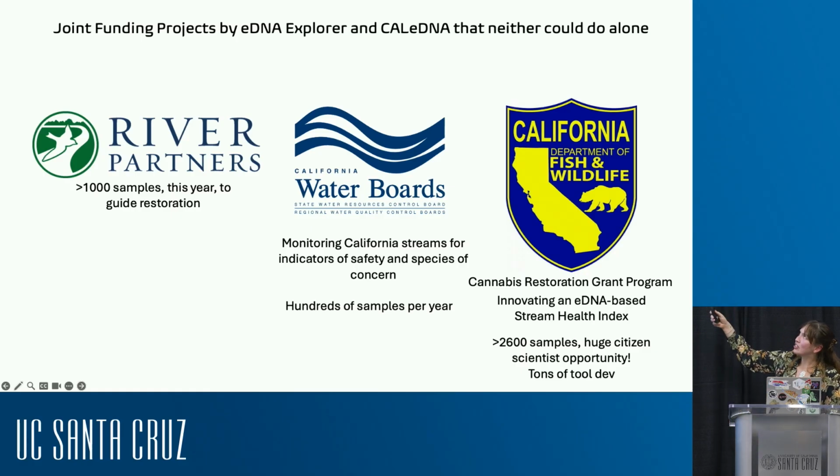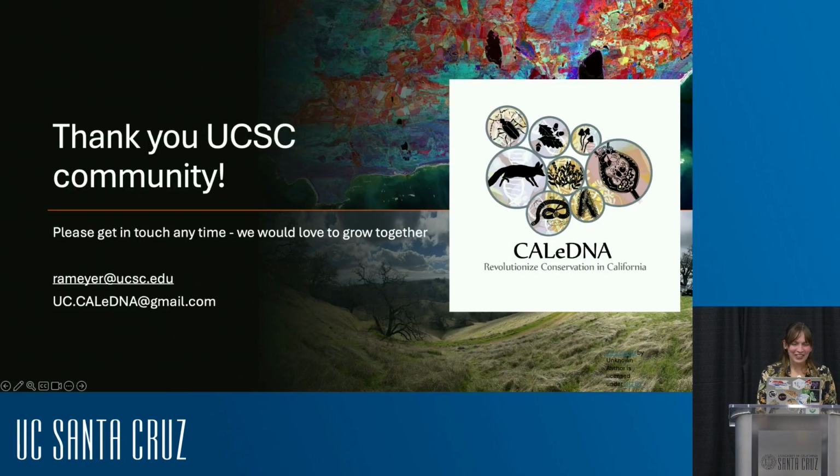And then now we just recently were funded through the Cannabis Restoration Grant Program through the California Department of Fish and Wildlife to develop an eDNA-based stream health index for the entire state, which means this year we're collecting over 2,600 samples. We have a huge citizen science effort. We have to go to 80 different watersheds and collect all of these samples between May and September when all the invertebrates are out. And if you want to know more information about it, talk to Jen because she's really the powerhouse of this project.